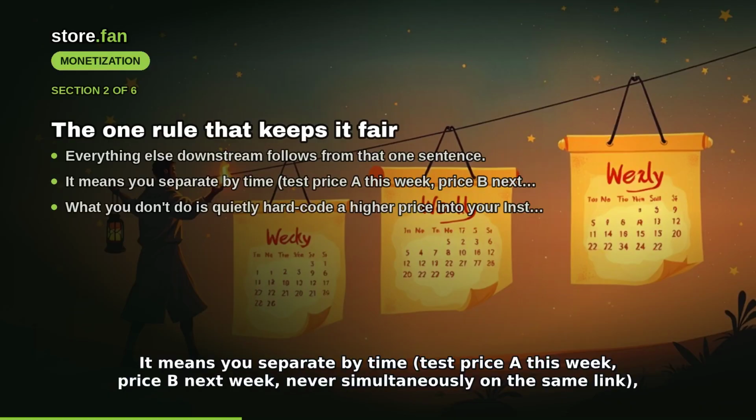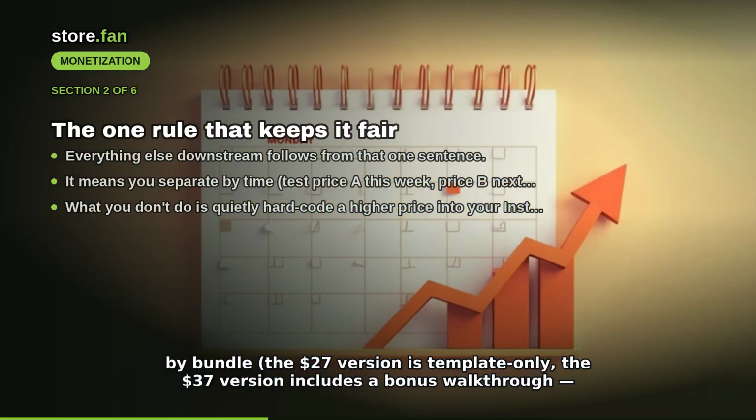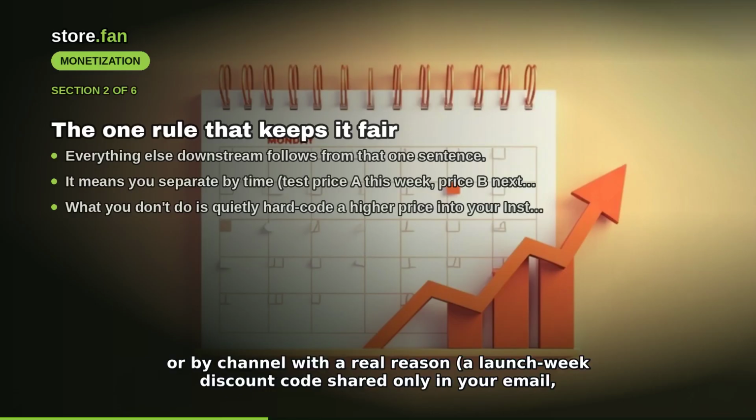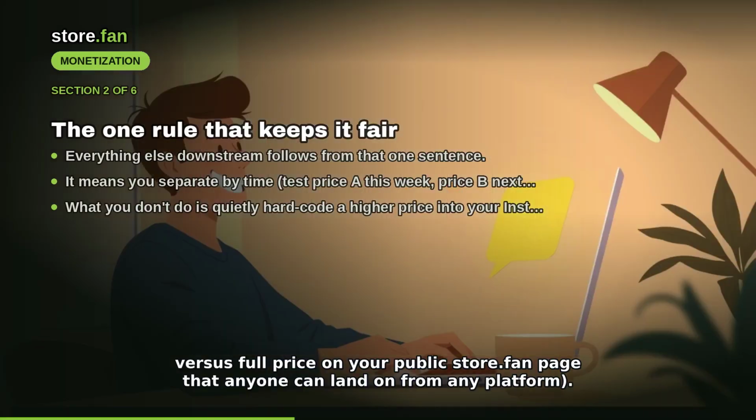It means you separate by time: test price A this week, price B next week, never simultaneously on the same link. By bundle: the $27 version is template only, the $37 version includes a bonus walkthrough. They're technically different products. Or by channel with a real reason: a launch week discount code shared only in your email, versus full price on your public store.fan page that anyone can land on from any platform.